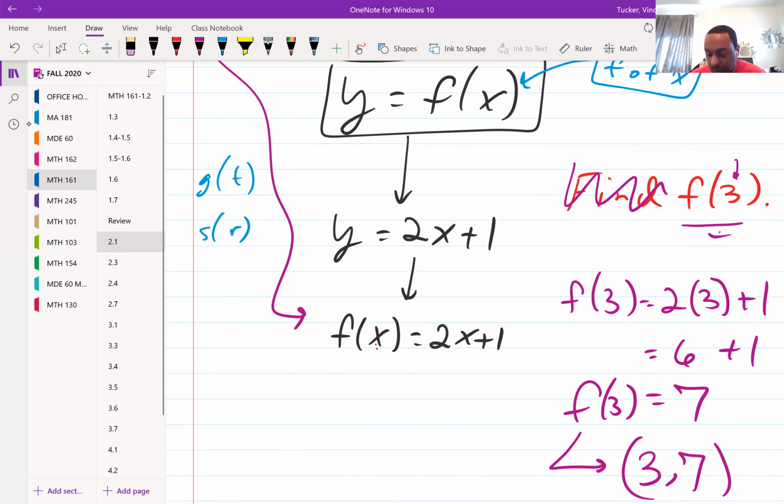All right. Questions on function notation.